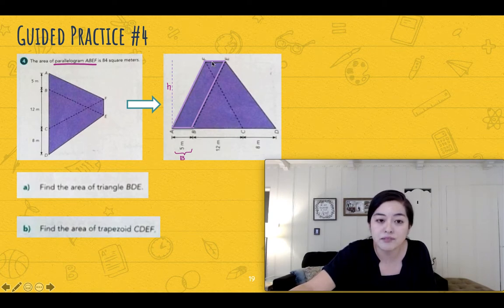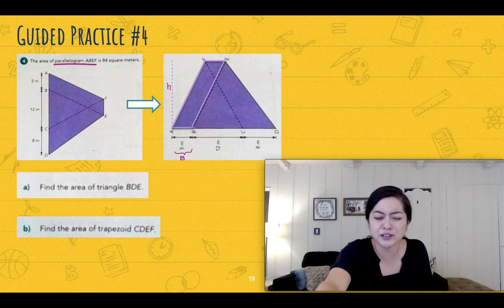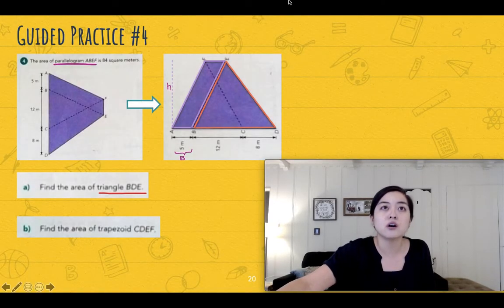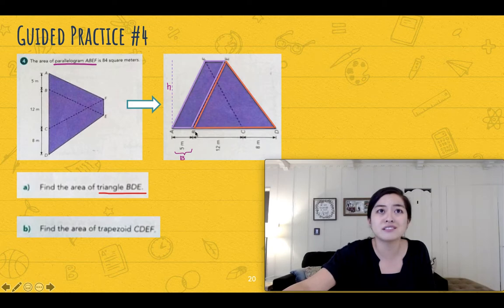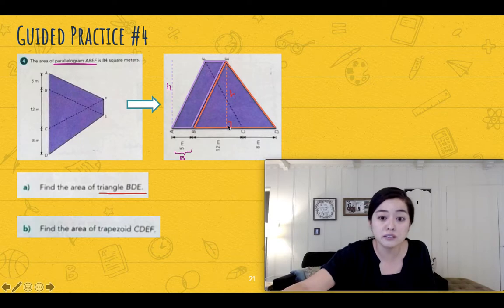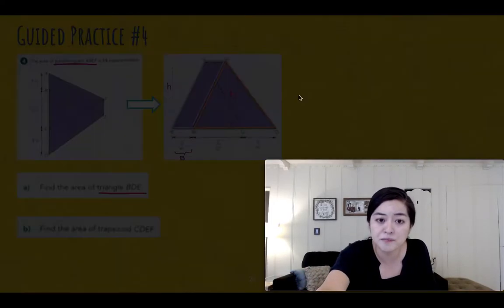Right now, we're just going to dissect the information that we have. We're going to try to make sense of the whole thing before we answer questions A and B. So next to this parallelogram is this triangle, BDE, and I outlined it in red. Notice that the height of this triangle is exactly the same as the height of the parallelogram.